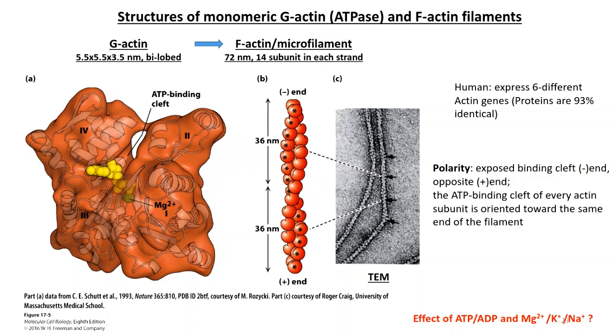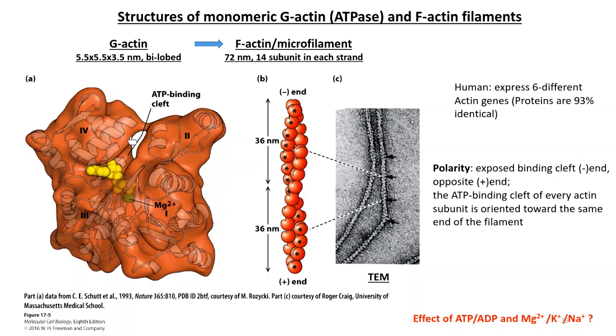Now we have the cytoskeleton, specifically the microfilament. Whenever we talk about microfilament, we talk about basically F-actin, because that is the polymerized form. The unpolymerized form, that is the single subunit, is G-actin. Okay, this is the size. I'm not going to ask you about this size for the G-actin.